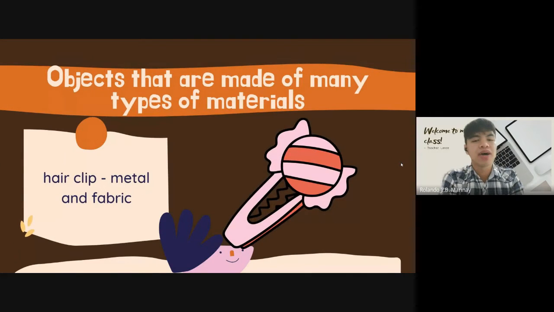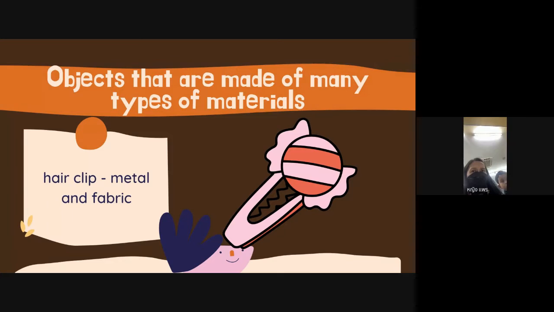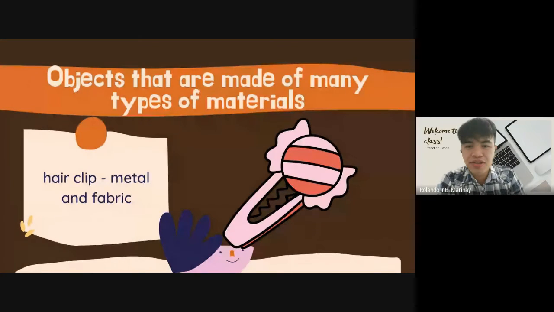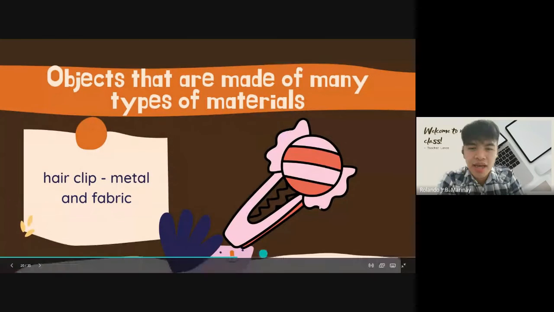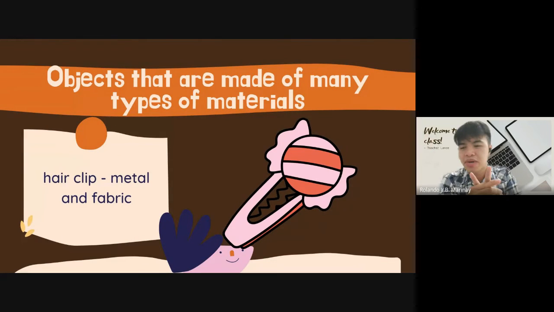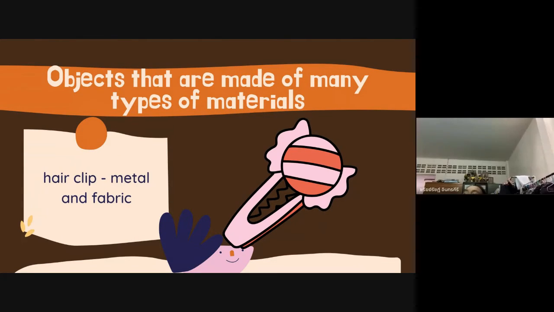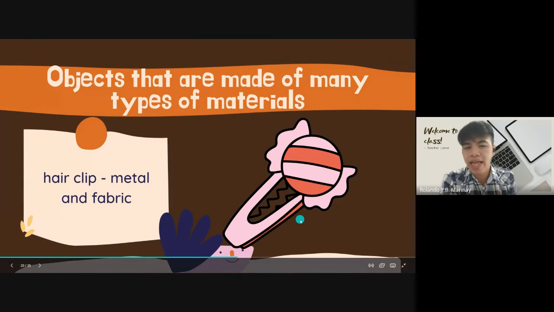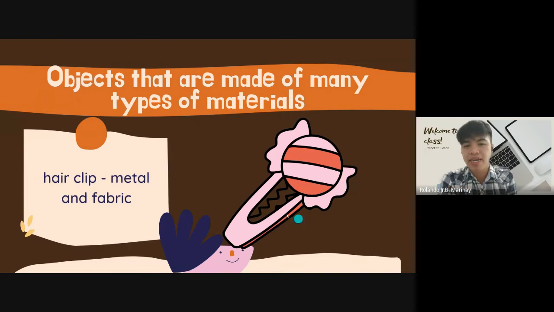What about the hair clip? What is it made of? It is made of two materials. And what are those two materials? We have the metal and fabric. The metal and fabric. Okay, two materials for the hair clip.